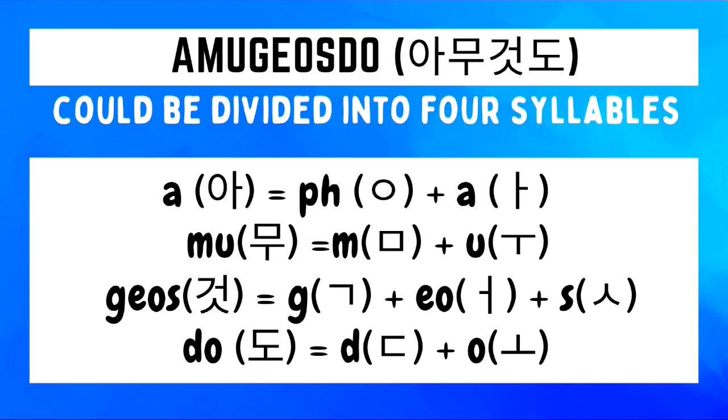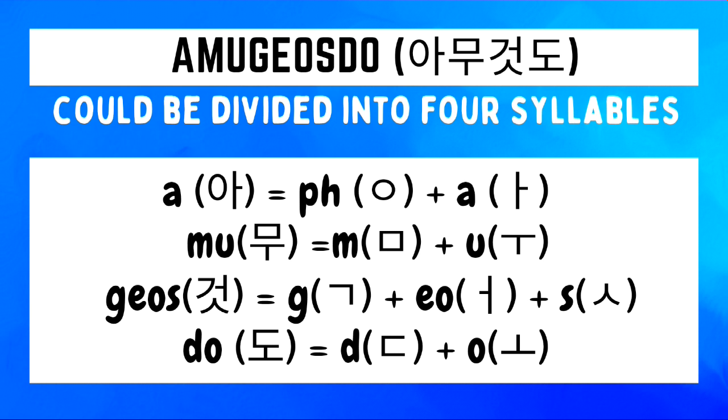Now let's try to learn how to write 아무것도 in Hangul. This is composed of 4 syllables, and let's start with the first one. To be able to write the syllable a in Hangul, we need to draw first a no sound or a placeholder iyang, the ph symbol, followed by an a character. For the second syllable mu, we need to draw first a miyum character, followed by an u character.